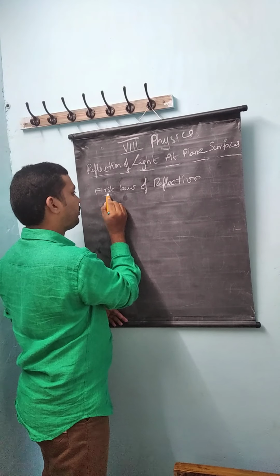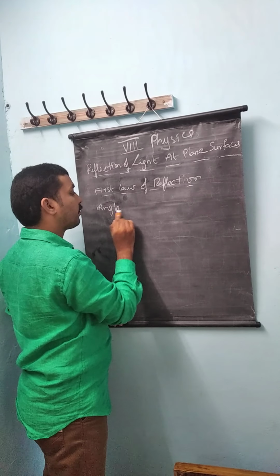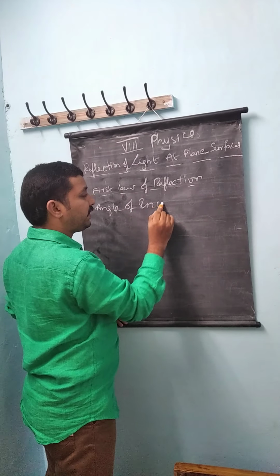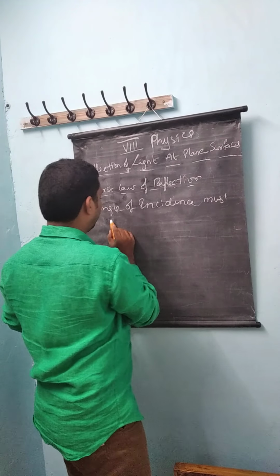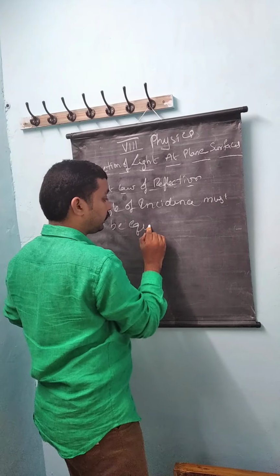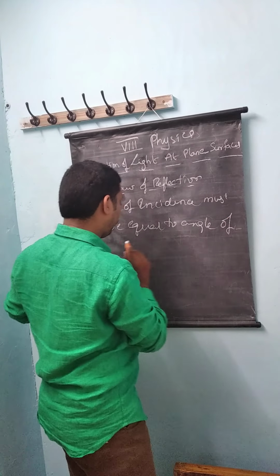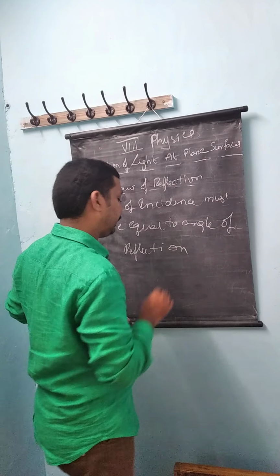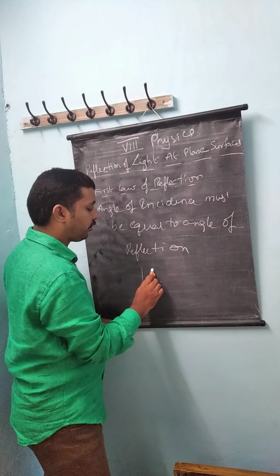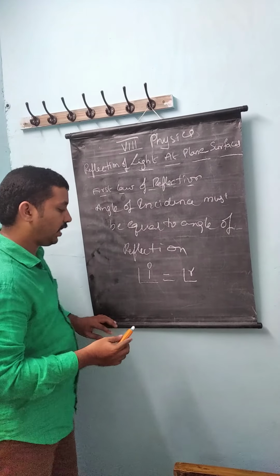The first law describes that the angle of incidence must be equal to the angle of reflection. That means we have to prove that angle I equals angle R.